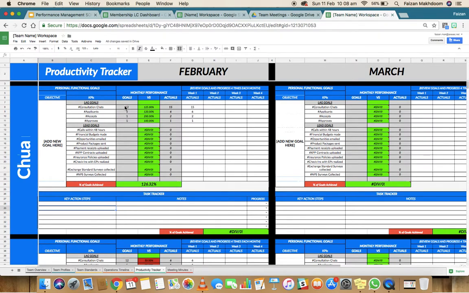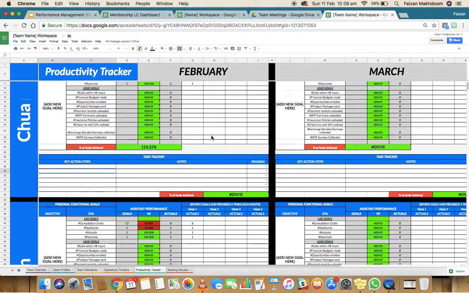According to this, for the month of February, Chua had set a goal for himself that he would aim for 12 consultancy chats, 5 applicants, 1 accept, and 1 approve. And in reality, he was able to get 15 consultancy chats, 6 applicants, 2 accepts, and 1 approve, which means that he was able to hit 126.32% of the goals that he had set out for himself in the month of February.